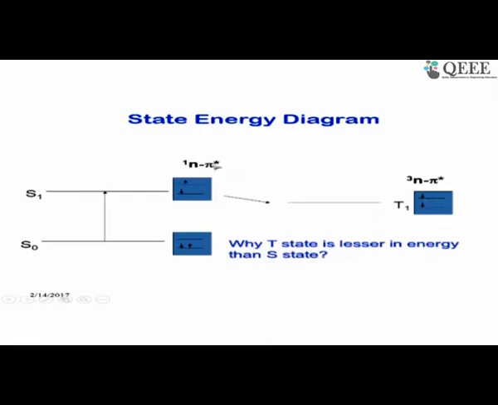Now I have written here n pi star, that is just an example. It can be n to pi star, pi to pi star, sigma to sigma star, any HOMO-LUMO transition can be represented. If it is an n to pi star transition, remember that formaldehyde molecule we were exciting a few slides back, where non-bonding electrons moved to the LUMO, into a pi star orbital. Then this singlet state is called the n to pi star singlet, and the corresponding triplet is called the triplet n to pi star.